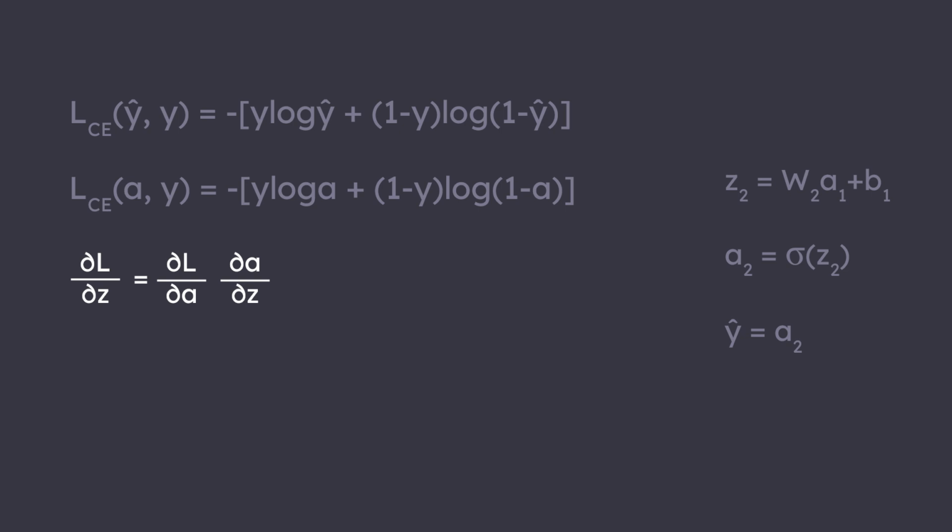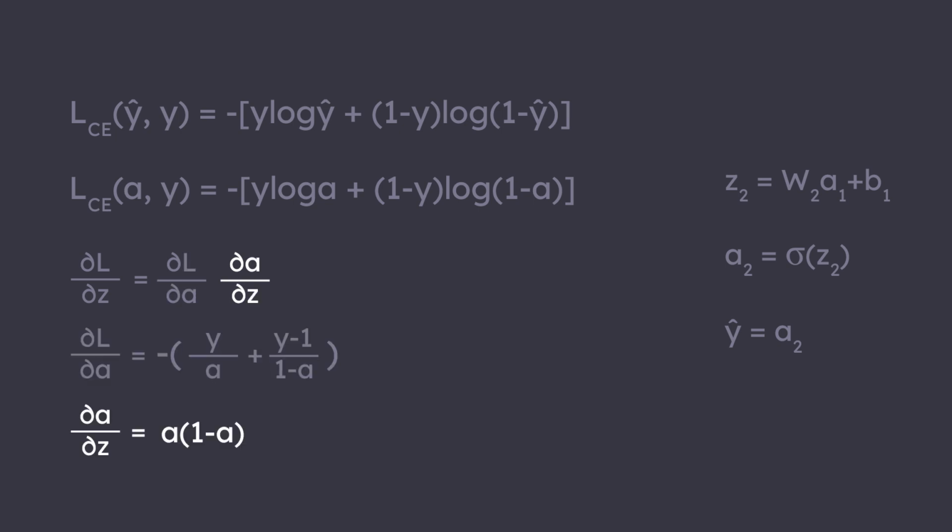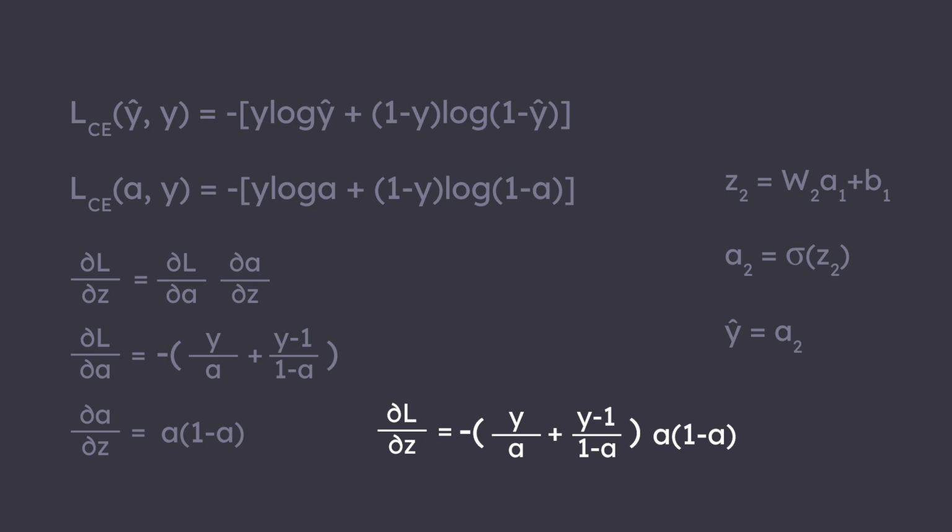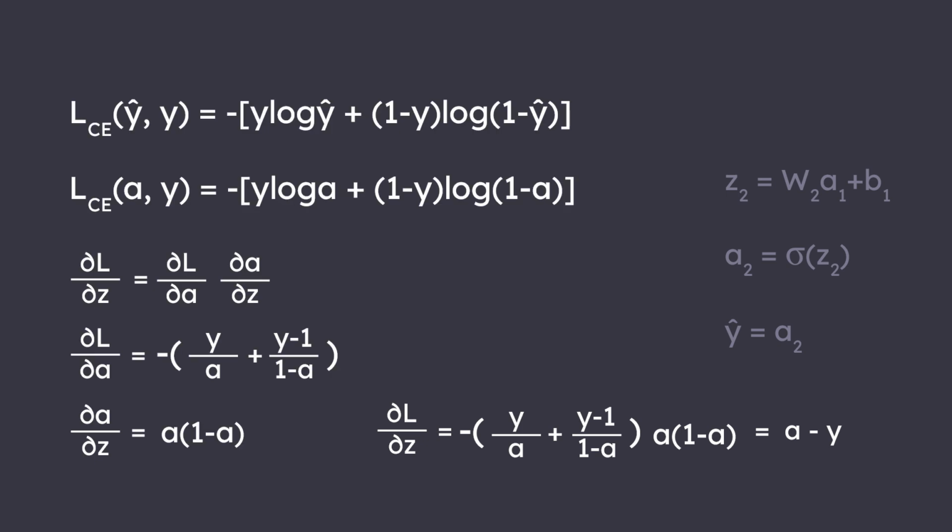We want to calculate the partial derivative of loss with respect to Z, so we use the chain rule. Calculating the partial derivative of the loss with respect to A gives us the negative of y over A plus y minus 1 over 1 minus A. And the partial derivative of A with respect to Z comes out to be A times 1 minus A. So the partial derivative of loss with respect to Z is negative y over A plus y minus 1 over 1 minus A, multiplied by A times 1 minus A, which comes out to A minus y. The process of backward propagation would be completed for all layers of the neural network.